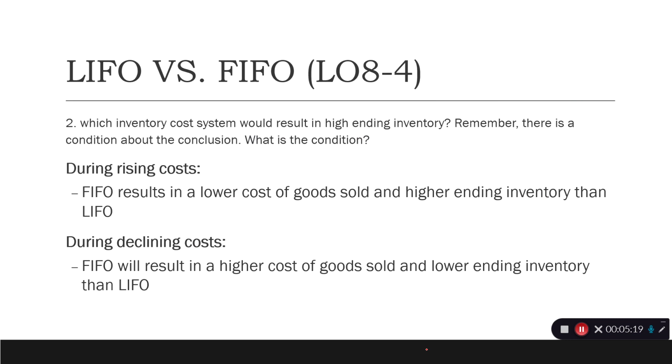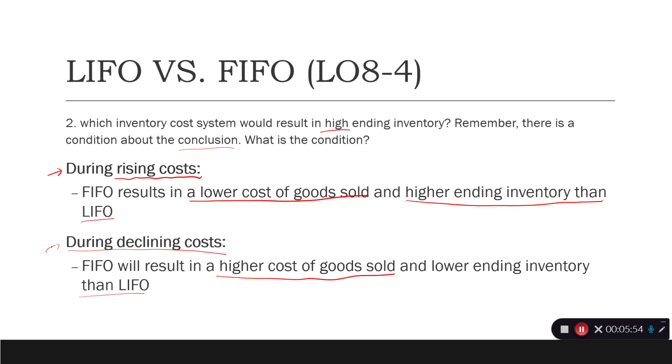Okay, the second question is which inventory cost method would result in a high ending inventory? Remember, there's a condition about the conclusion. What's the condition? The condition is the pricing of the inventory. During a rising cost situation, FIFO will result in a lower cost of goods sold and higher ending inventory than LIFO. And during declining cost, FIFO will result in a higher cost of goods sold and lower ending inventory than LIFO.